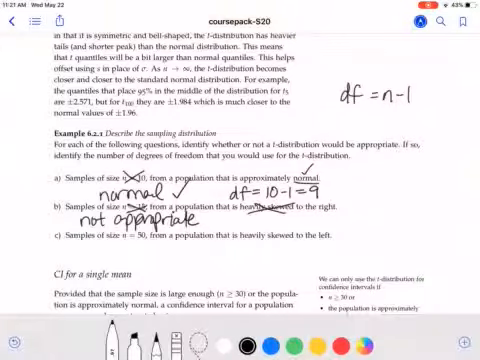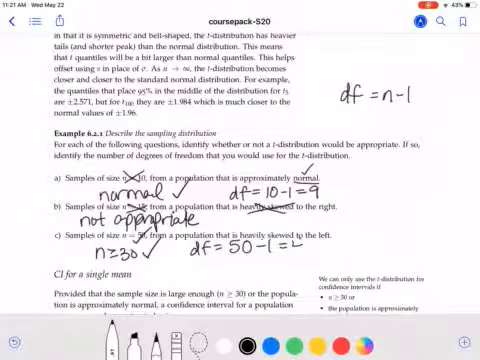And then in part C, we have a sample of size 50. So we check out, we do not care about the fact that the population is heavily skewed. Our sample is big enough. So our n greater than or equal to 30 condition checks out. And here our degrees of freedom would be 50 minus 1 or 49.